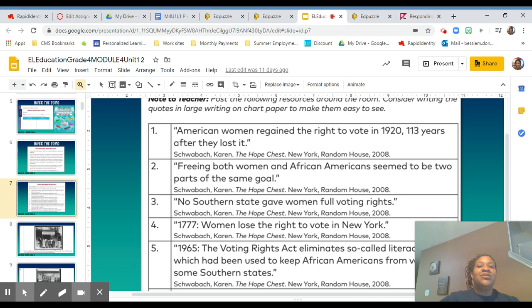Okay, so for number one: American women regained the right to vote in 1920, 113 years after they lost it. What I noticed is the word regained. Looking at American women, they gained the right to vote. So I noticed that they gained something, they gained the right to vote. And what I'm wondering is, after 113 years, why did they lose it? I noticed that they gained their right to vote, and I'm wondering why they lost it 113 years later.